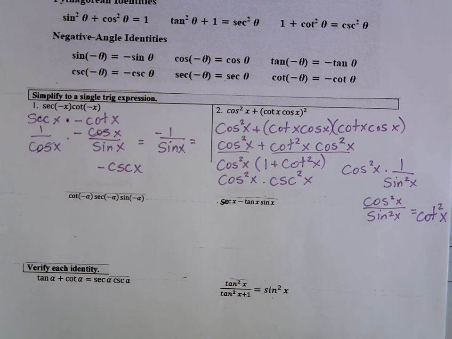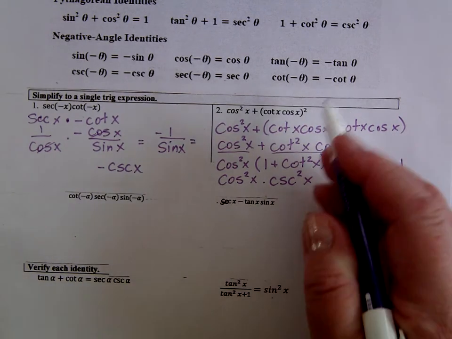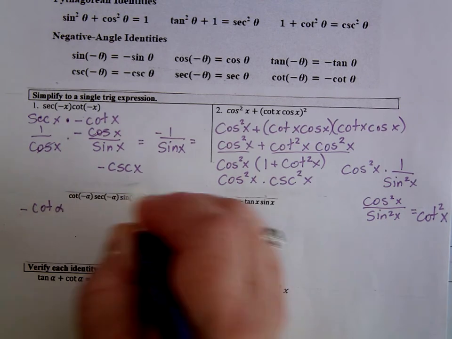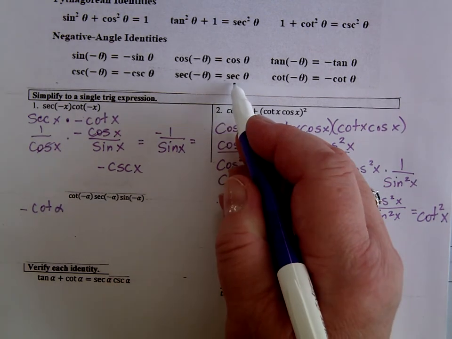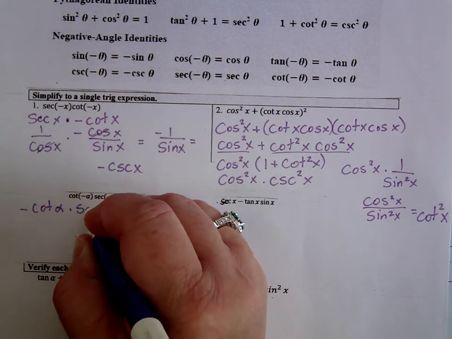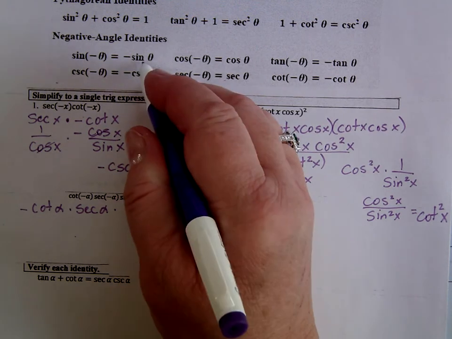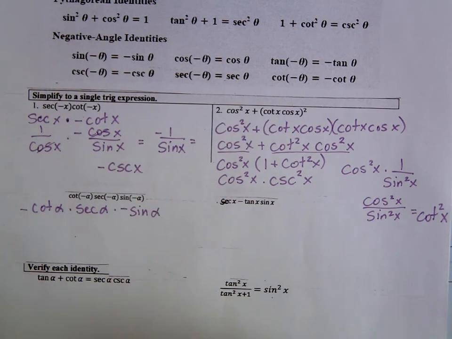All right, let's try another. We're going to apply the negative rule first. Cotangent changes to a negative. So this becomes a negative. These are alphas. Cotangent of alpha. Secant of a negative angle becomes a positive. So times a regular old secant of alpha. Sine changes to a negative. So it's going to be a negative sine of alpha.